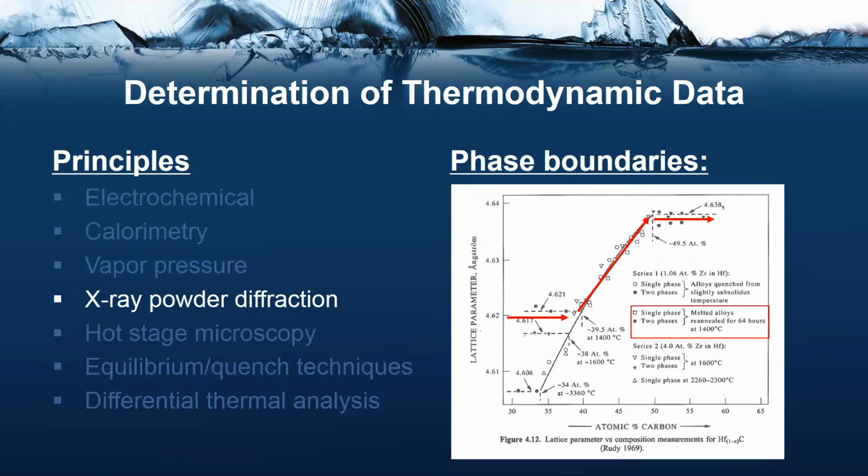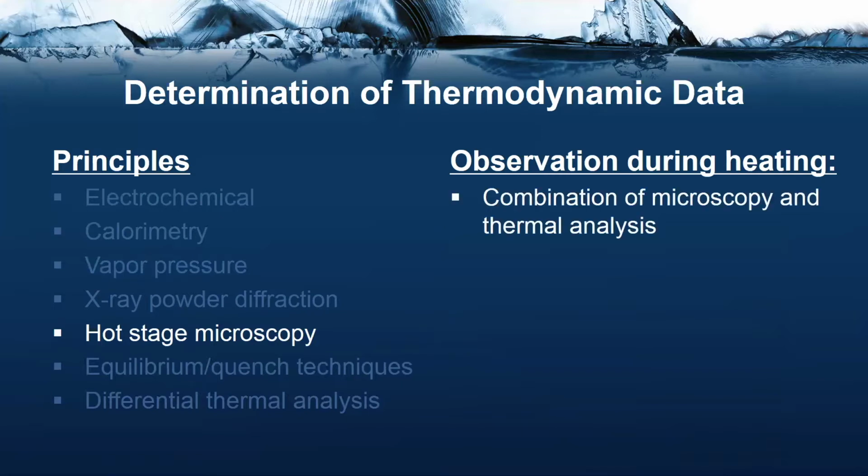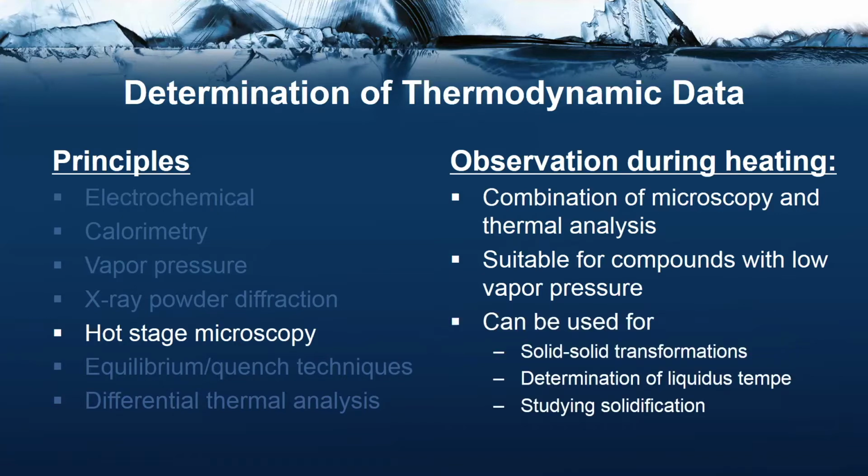The fifth principle is that of hot stage microscopy. Hot stage microscopy is the utilization of a microscope setup with a hot stage. This allows visual observation of the sample upon heating or when subjected to a certain temperature over time. In a way, it's a combination of microscopy and thermal analysis. The method is suitable for compounds with low vapor pressure, and the data that can be acquired are solid-solid transformation, determination of liquidus temperature, and studying of solidification.